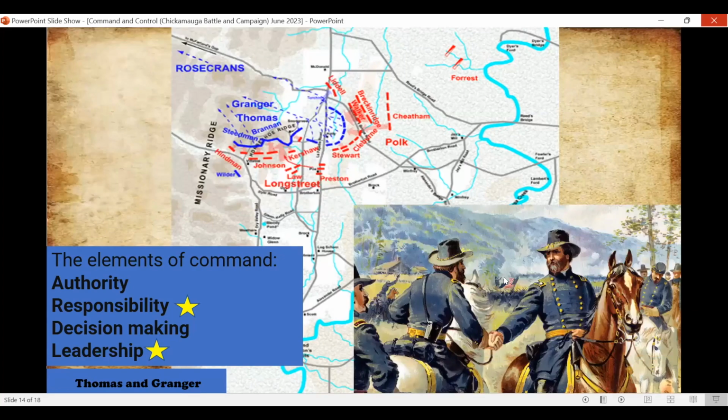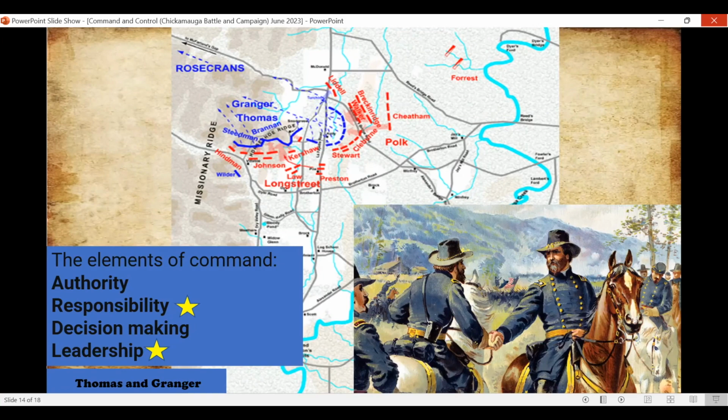And this is Granger and Thomas meeting each other on the battlefield. So you can see here, here's Granger. Here's the division commander right there with his two brigades on the Union right flank, just at the nick of time. Dozens of Confederate attacks on Snodgrass Hill, Horseshoe Ridge.